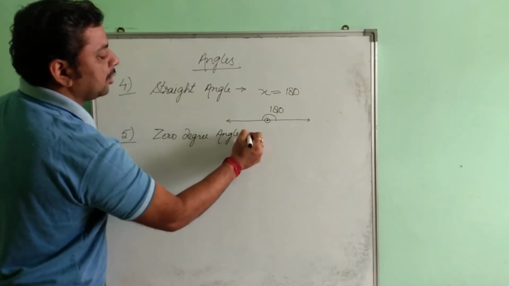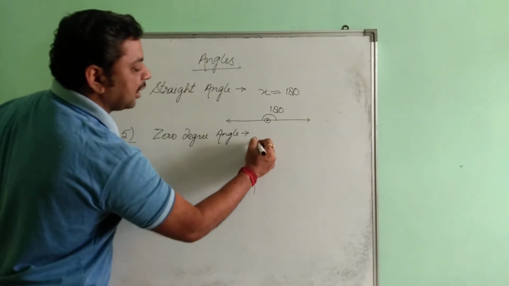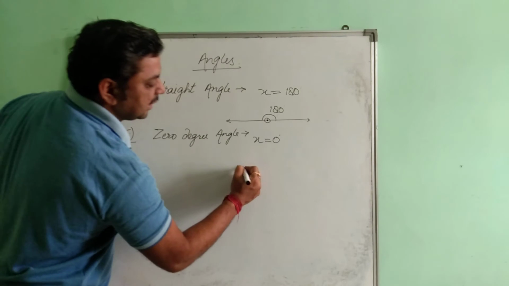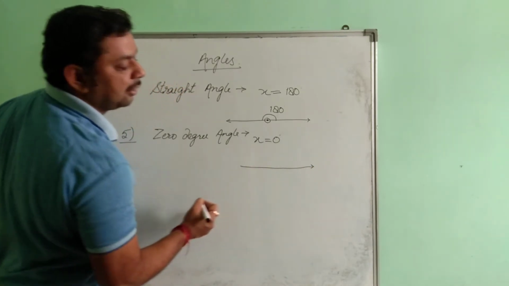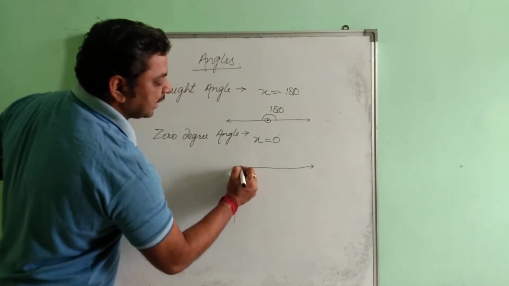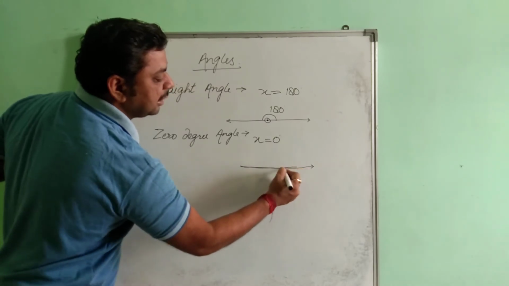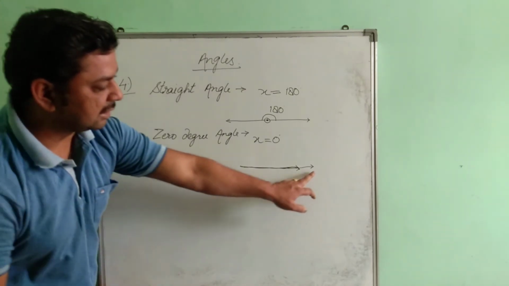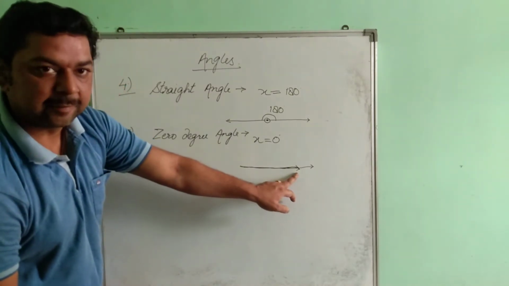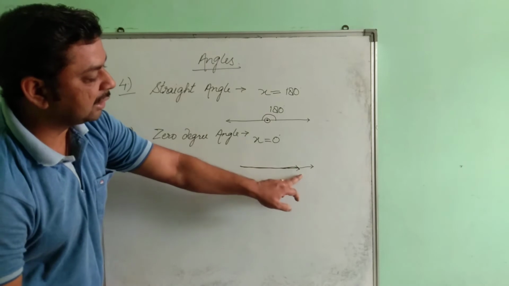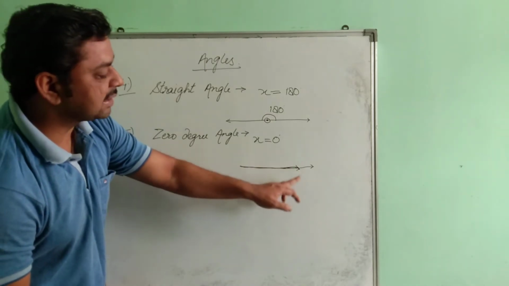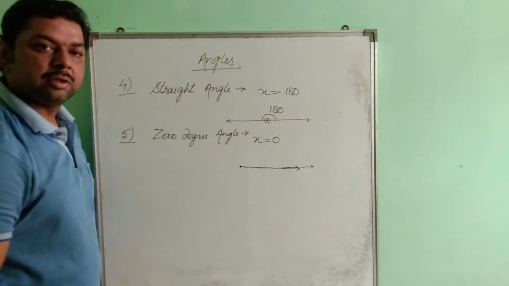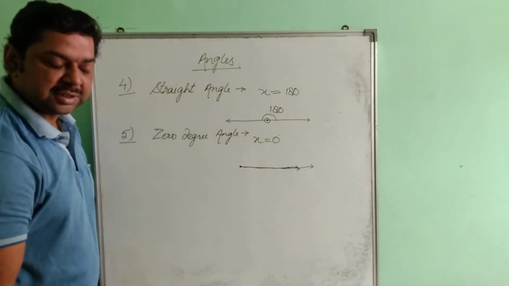Now when we are talking about the 0 degree angle, it means that the angle would be equal to 0 degrees, clear? So this is your one ray of the baseline, and the second ray is also drawn on that baseline only. This is your one ray, this is your second ray. So if both the rays are coinciding with each other, that would be considered a 0 degree angle. I hope this is clear.